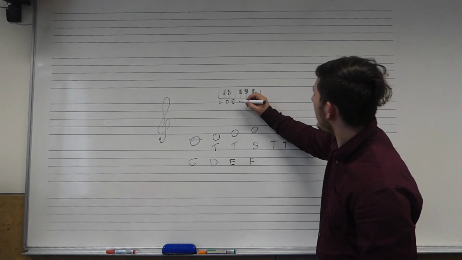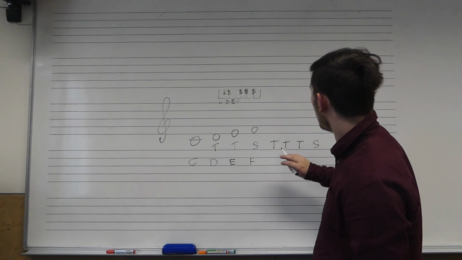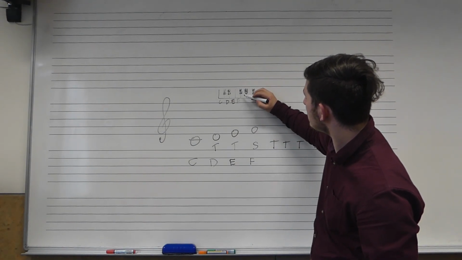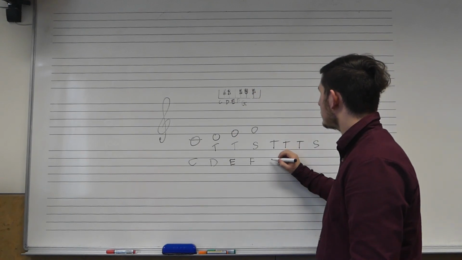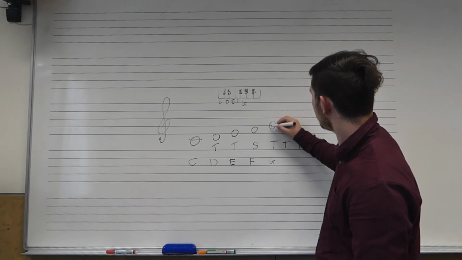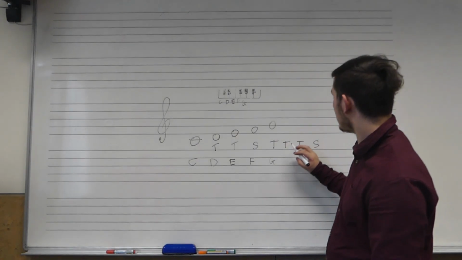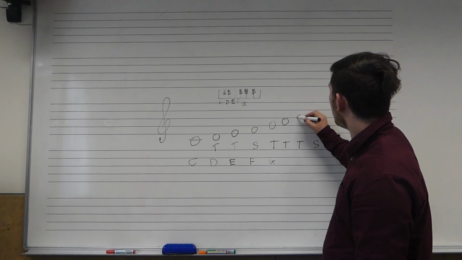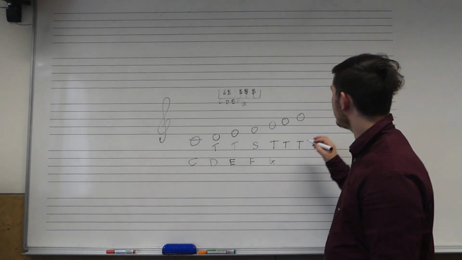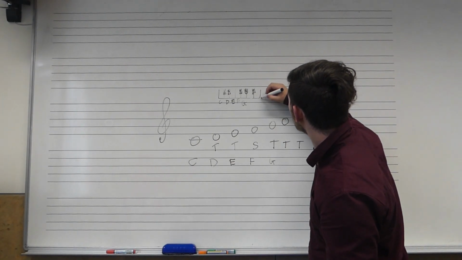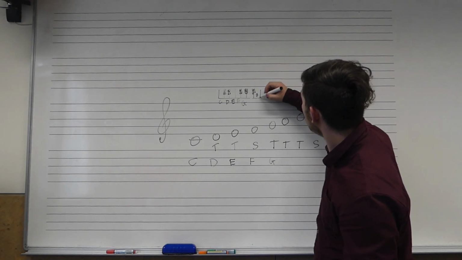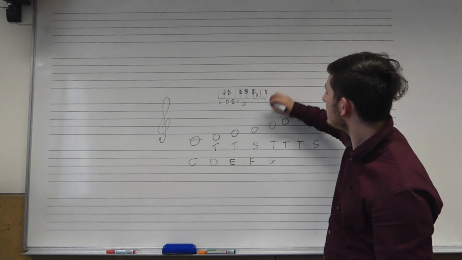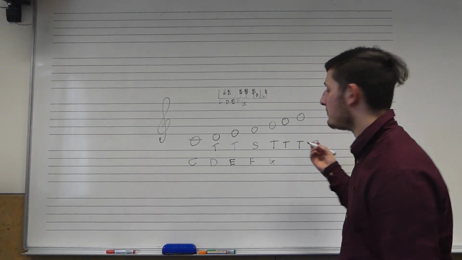Then we can work out a tone above F, which is 2 steps, 1, 2, which brings us to G. Then we go up another tone to A, another tone to B, and lastly, once we're at B, which is here, we want to go up a semitone, which is just back to C.